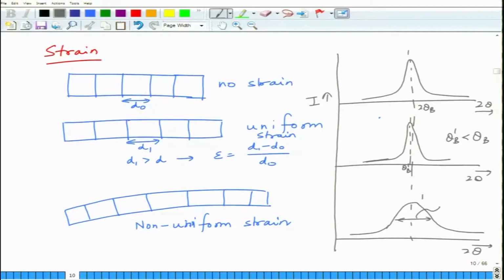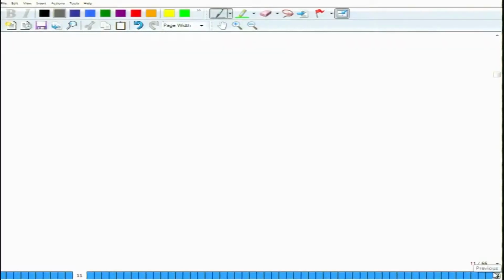So, this broadening, let us say this broadening is characterized as B, which is basically delta 2 theta, and this is essentially equal to minus of 2 delta D divided by D into tan theta. This can be just obtained by differentiating the equation lambda is equal to 2D sin theta. Okay. So, this is the strain determination that you can do. For quantification of strain, you need to use what we call as Williamson-Hall method.